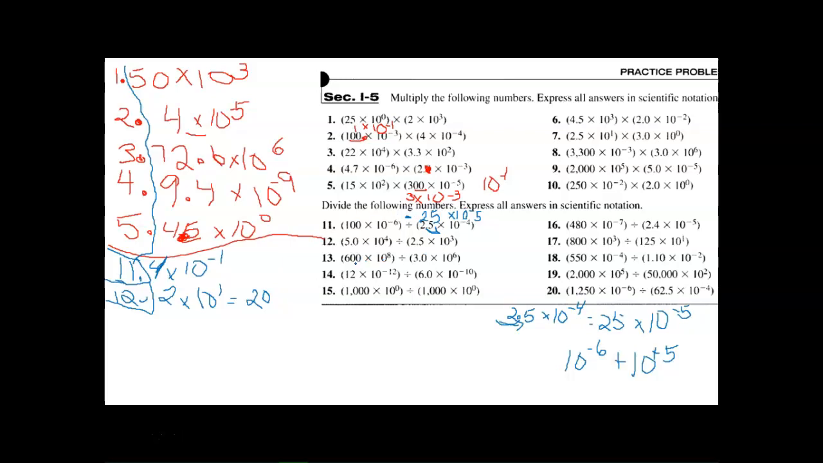Number 13. Ooh, I don't like working with 600. 600 looks like it's evil. So my decimal place is right here. If I bump it forward 1, 2 times, I end up with 6 times 10 to the 10th divided by 3 times 10 to the 6th. So 6 divided by 3, last I checked, is 2. And then we have 10 to the 10th minus 10 to the 6th, which would give me 10 to the 4th.